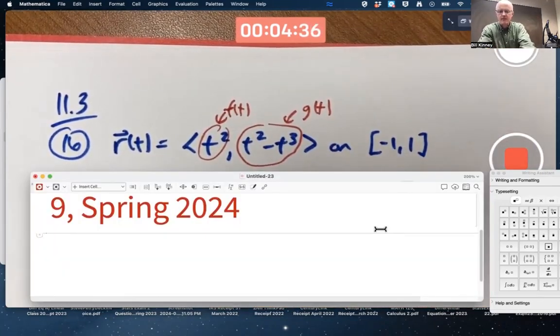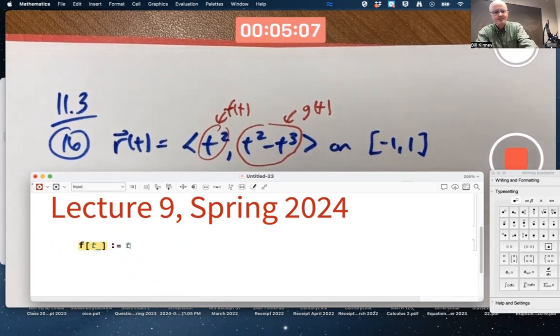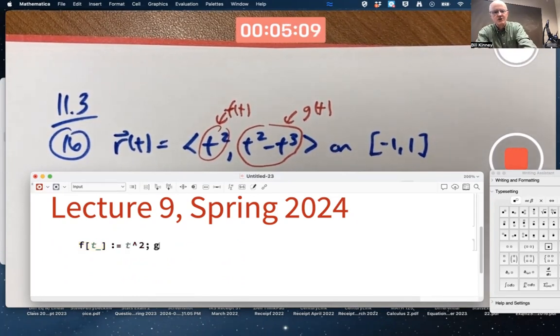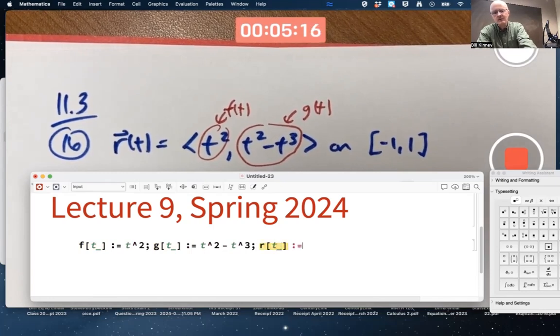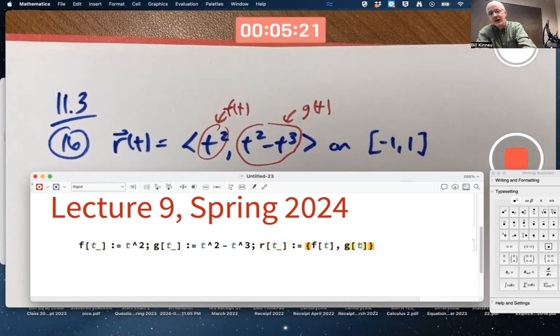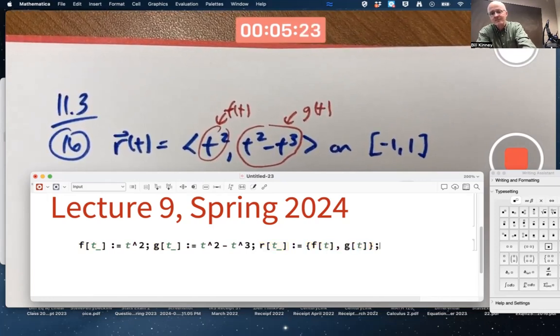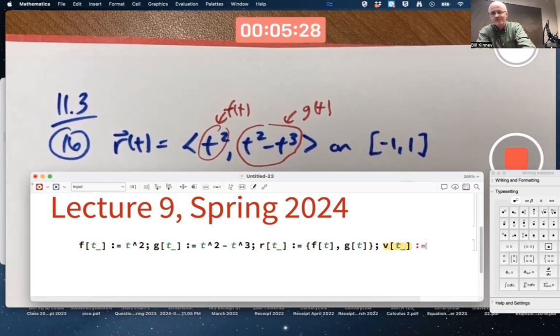This is, again, the standard way I'm going to want you to do things. So f of t is t squared, g of t is t squared minus t cubed. Go ahead and enter r of t as a vector, but you've got to use curly braces. Once f and g are defined, I can do it this way. Go ahead and define the velocity vector right away. And one thing new in section 11.3 is our textbook author starts calling these things velocity vectors instead of just the derivative of the position vector.